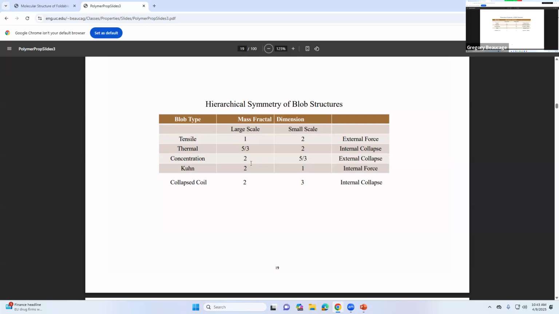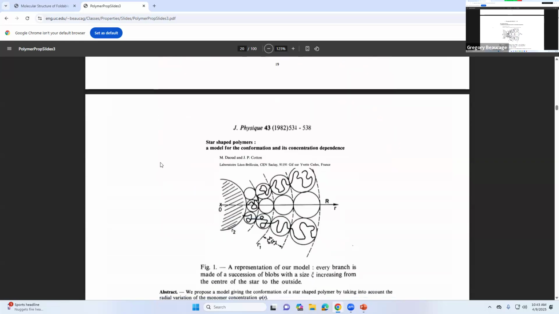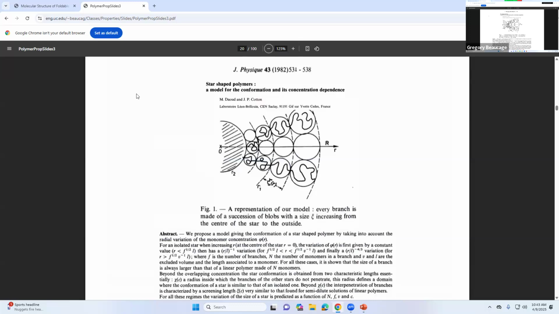So the tensile, and then we know about the Kuhn, which is the opposite of tensile. So Gaussian at large scales, linear at small. And then this thermal one is the last here. People use this model. This is like the Daoud-Cotton model for polymers grafted to a sphere, say, or maybe a dendrimer or other things.